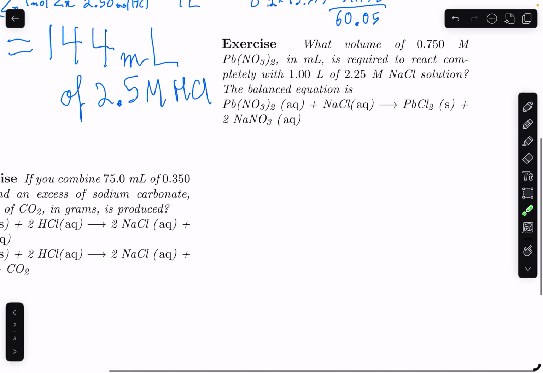The last question exercise is similar. Ask what volume of 0.750 molar in milliliters is required to react completely with 1 liter of 2.25. So for this, you could start with liters and then just convert to milliliters at the end.